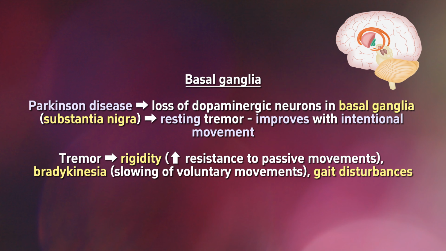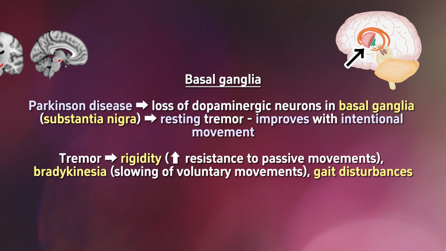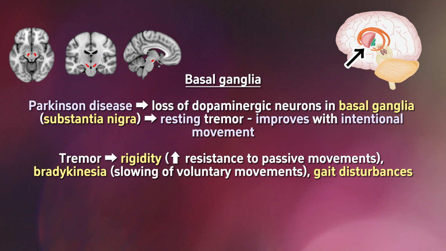Choice A. Parkinson disease occurs due to loss of dopaminergic neurons in the basal ganglia, substantia nigra. In contrast to this patient, patients with Parkinson disease classically have a resting tremor that improves with intentional movement. In addition, tremor would be accompanied by rigidity, increased resistance to passive movements, bradykinesia, slowing of voluntary movements, and gait disturbances.